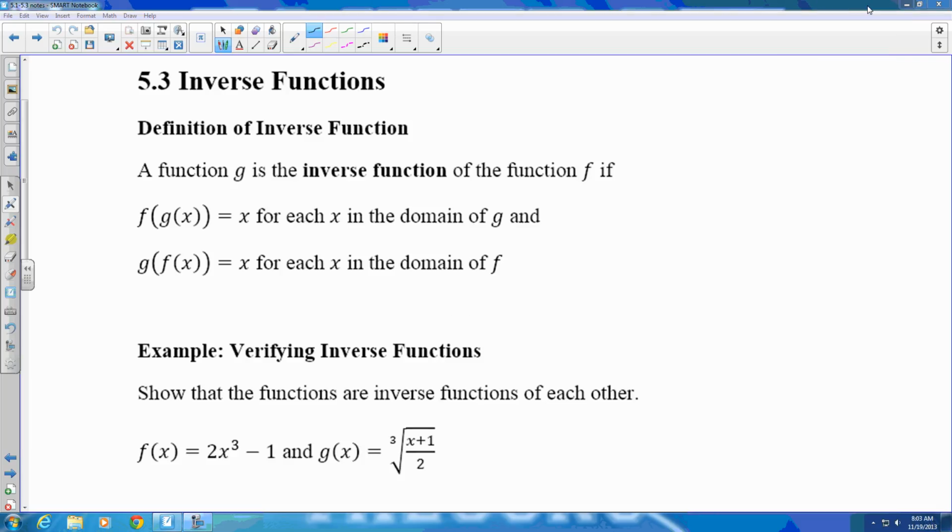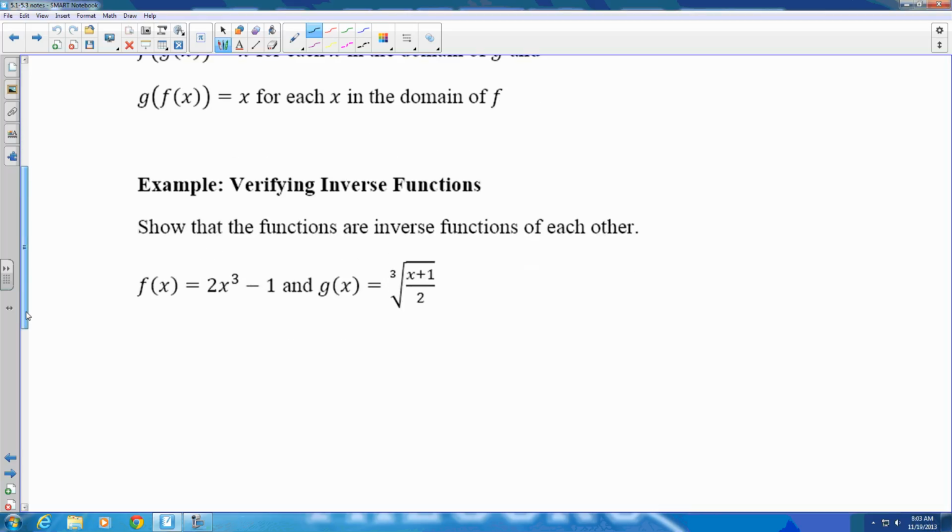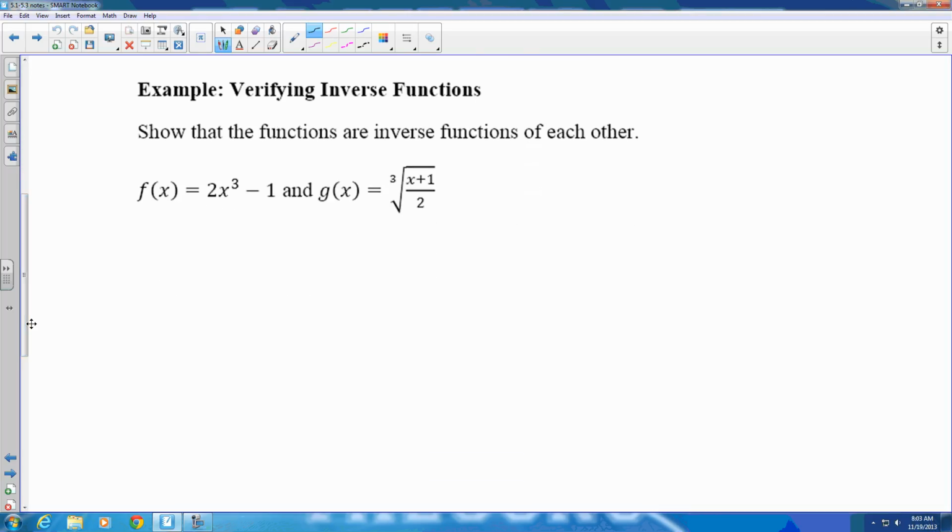Okay, we are doing section 5.3, which is inverse functions. So remember that we have to do f of g of x and g of f of x. If two functions are inverses of each other, they have to come out as x both times. So to show that the functions are inverses, you need to do the composition both ways.